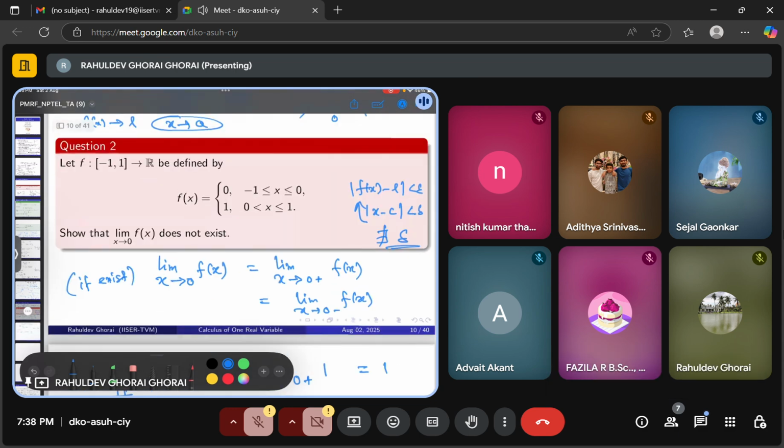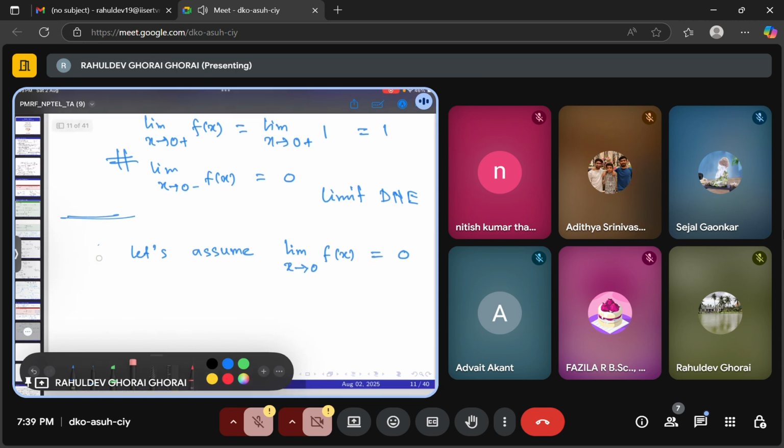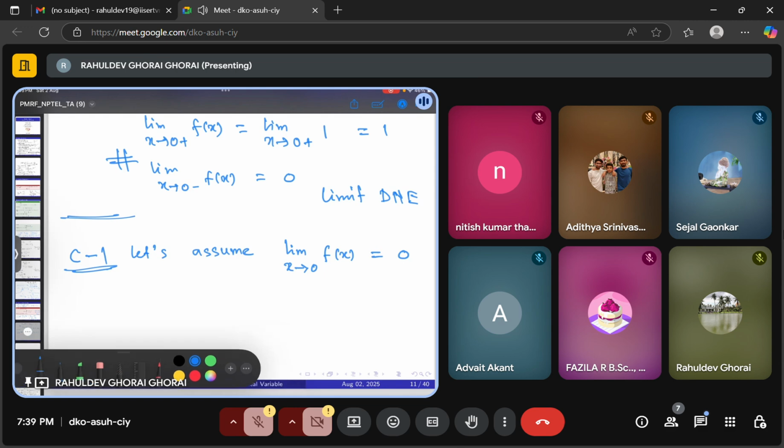As x tends to 0, f(x) is, let's say, 0. This is case 1. Let's do it case by case. I can take the limit as 1 also, or any other point. Why am I taking 0? That's case by case. Let's first assume 0: the limit as x tends to 0 exists and is equal to 0. If it exists, it should be some finite number, right? Up to this, okay?